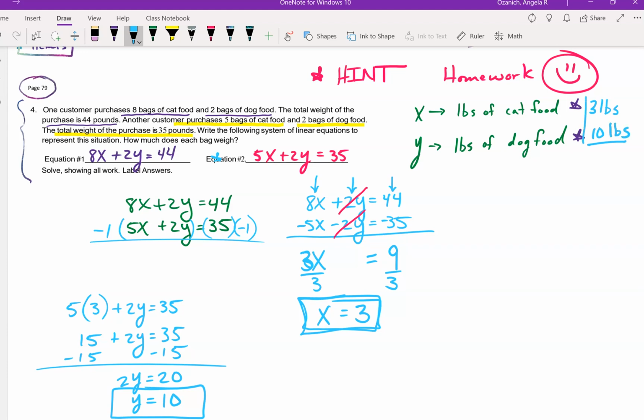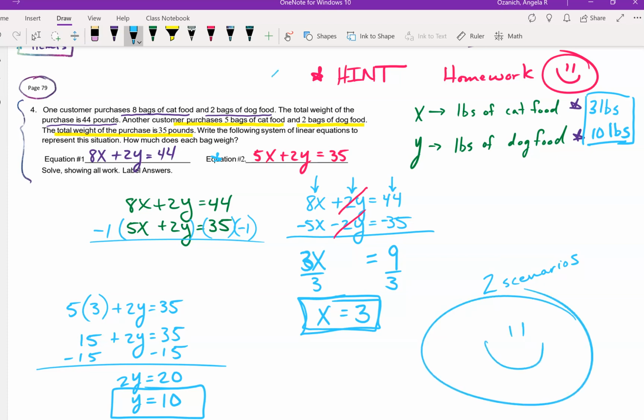Okay, so you've figured out the weight of each by having 2 different scenarios and solving a system of equations. Excellent work, guys. Don't forget, this exact problem will help you on your homework assignment for this week.